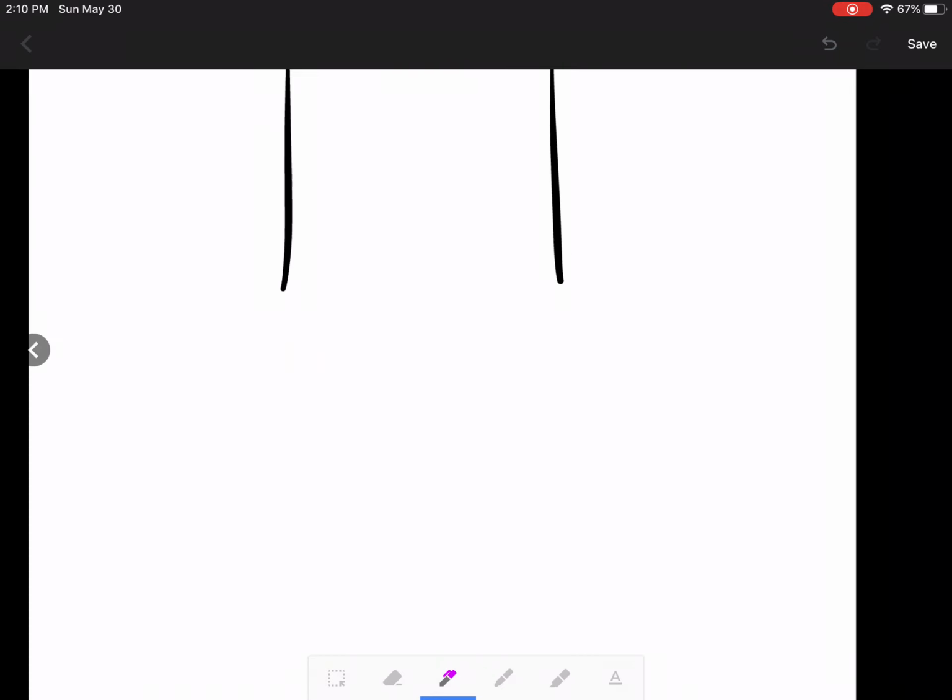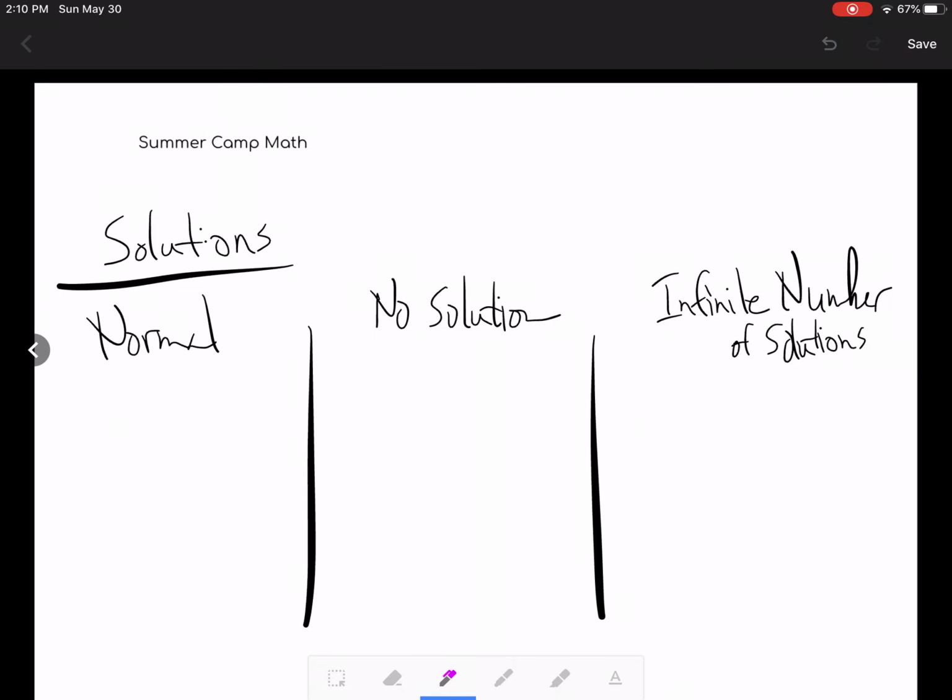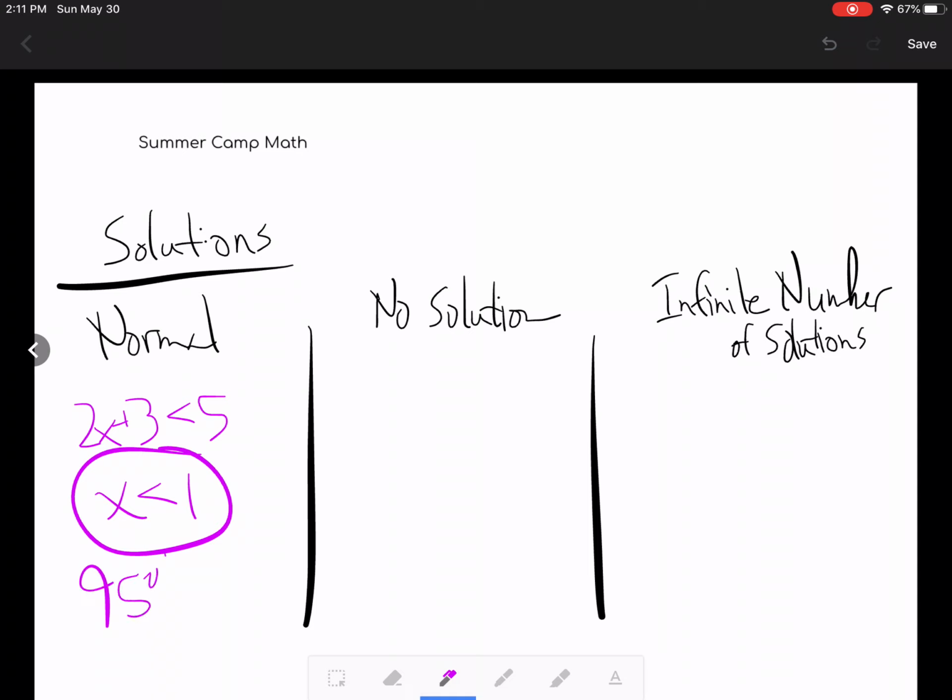Now, since we're talking about advanced inequalities, we are also going to have to talk about solutions. Again, we've already dealt with normal ones, like 2x plus 3 is less than 5. We know how to do that, where you just have x is less than some number, or x is greater than or equal to. 95% of the problems we're going to do are going to be related to that. But the no solution and infinite number of solutions, that's where we have to be careful. It's a little bit different with inequalities.